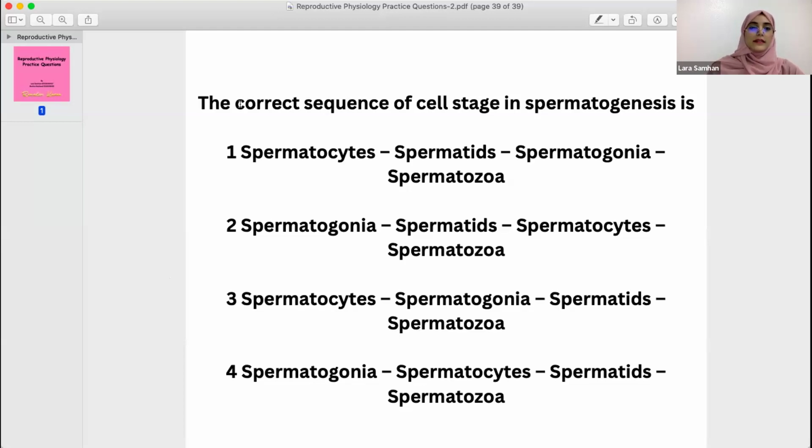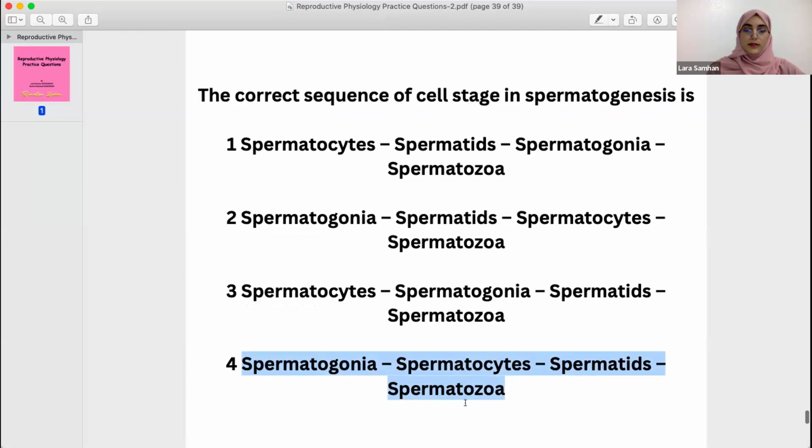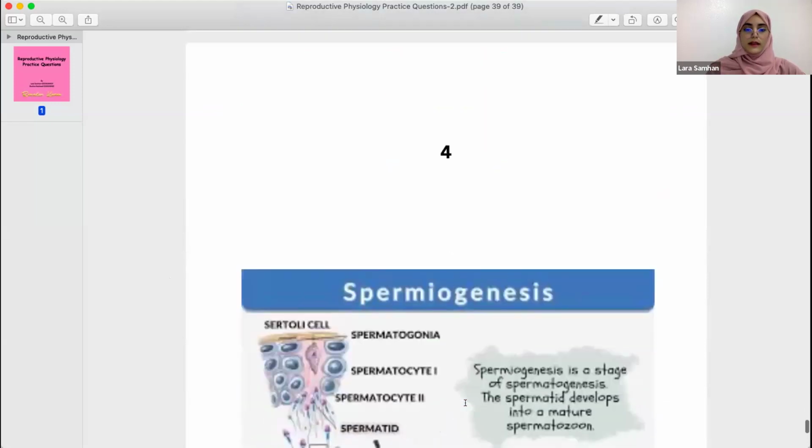Perfect. So the question says the correct sequence of cell stage in spermatogenesis. So basically, this is like a pure memorization. The correct answer is actually number 4, which starts off with spermatogonia, spermatocyte, spermatids, and lastly the spermatozoa. I have here a picture of it.